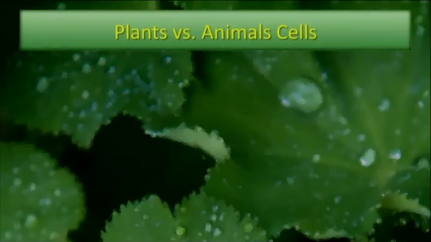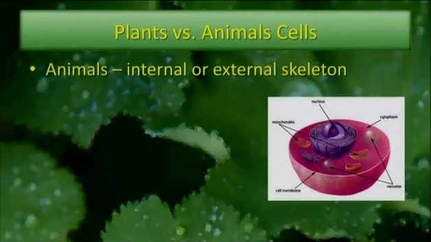Now we have a slide that has to do with plant cells versus animal cells. So of course, animals have an internal or external skeleton. Okay, and of course, animals move. So that's one reason why they have no cell walls, because if they did have cell walls, it would be too rigid to be able to move.